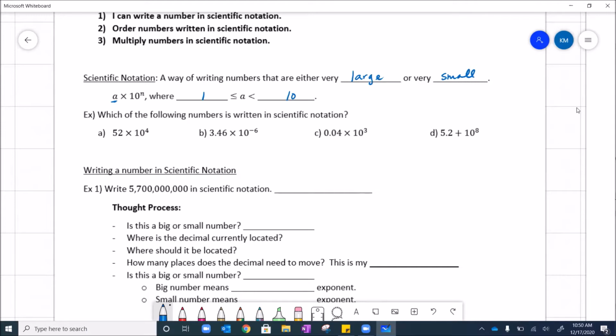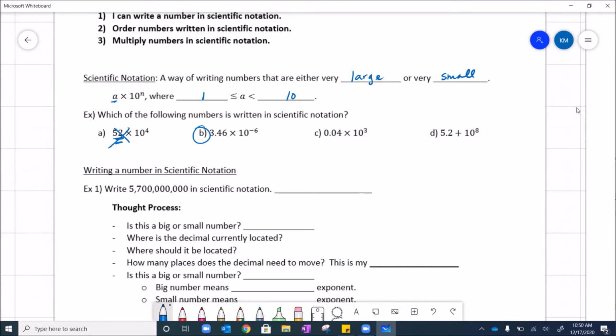So which of the following numbers is written in scientific notation? As we look, the first option is not in scientific notation because this is 52. It's greater than 10. Doesn't work out. B, we have 3.46. There we go. It's greater than or equal to 1 and less than 10. Times 10 to the negative 6, so that works out. B is written in scientific notation.